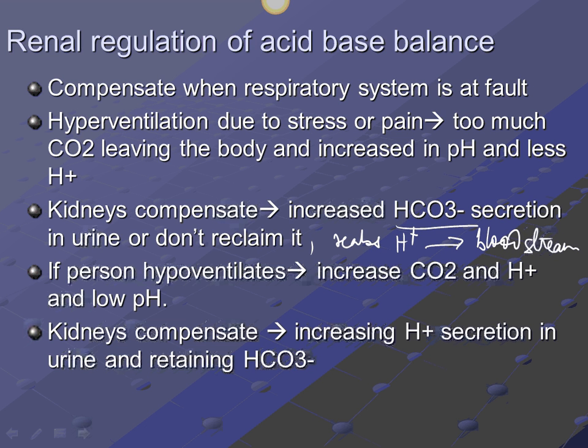Got that? Think about it. If you have more hydrogen ions, you want to get rid of it. So the kidneys will throw it out in the urine. If you have less hydrogen ions, the kidneys don't want to throw hydrogen out, right? They want to reabsorb it. Instead, what will they throw? Bicarbonate out in the urine. Okay, so it's really, like I said, it's really common sense.